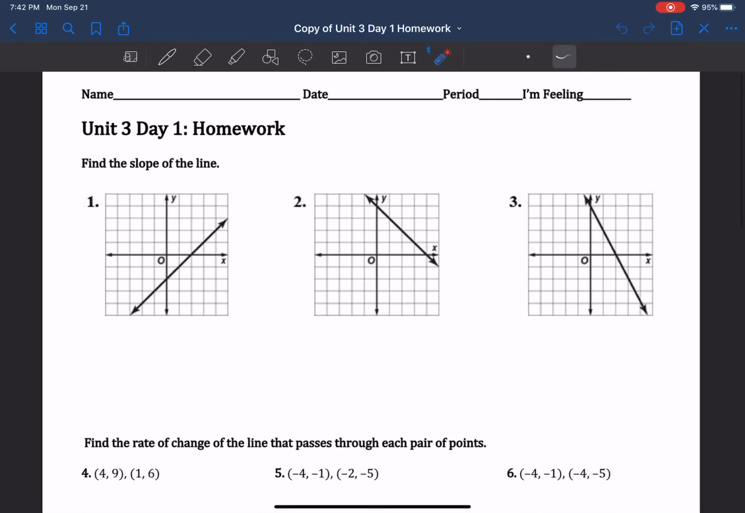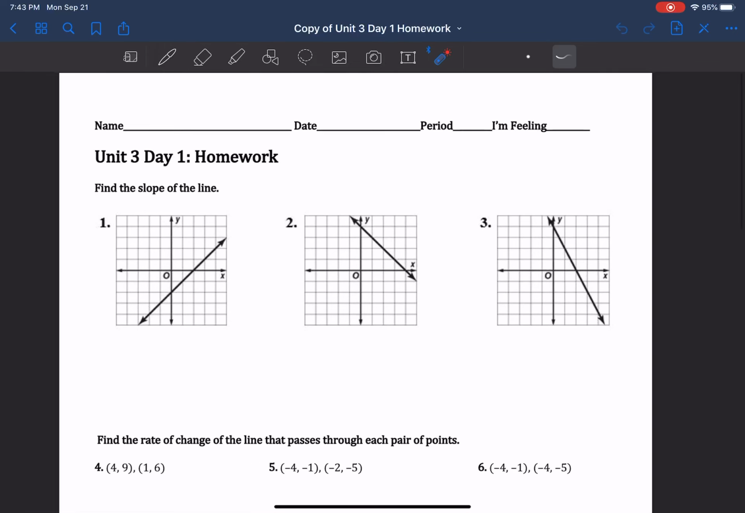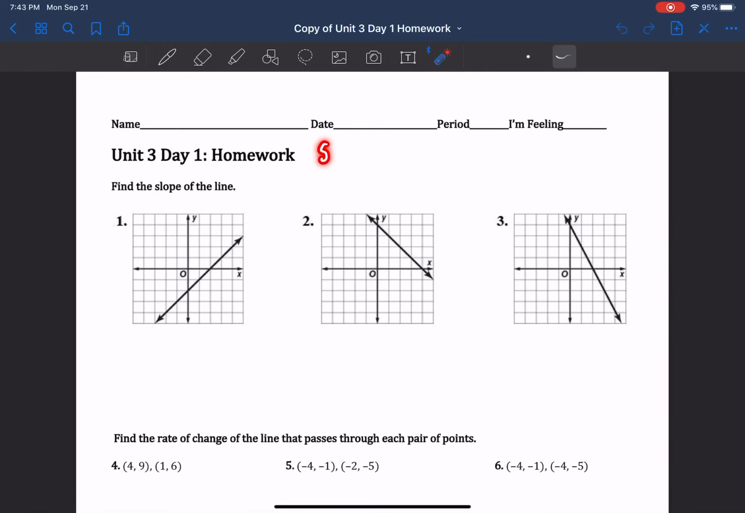Hey Jake, I'm going to go over Unit 3 Day 1 homework, and the gist of the notes and this homework is over slope and rate of change.